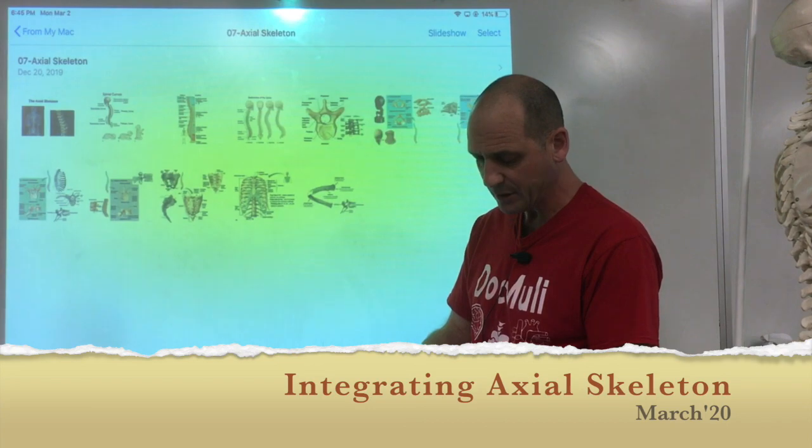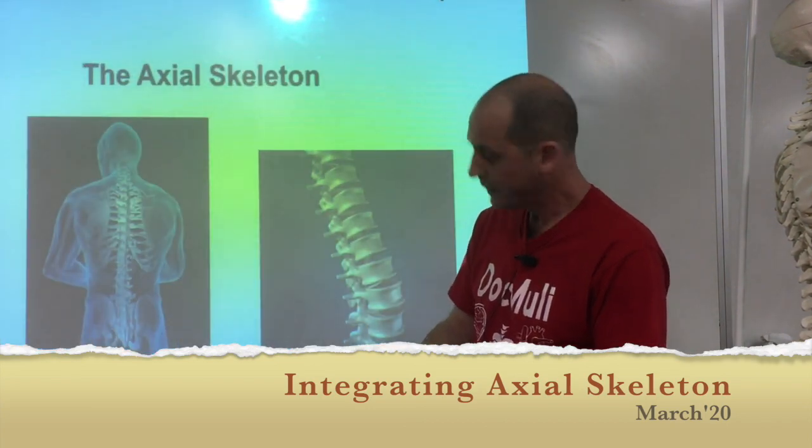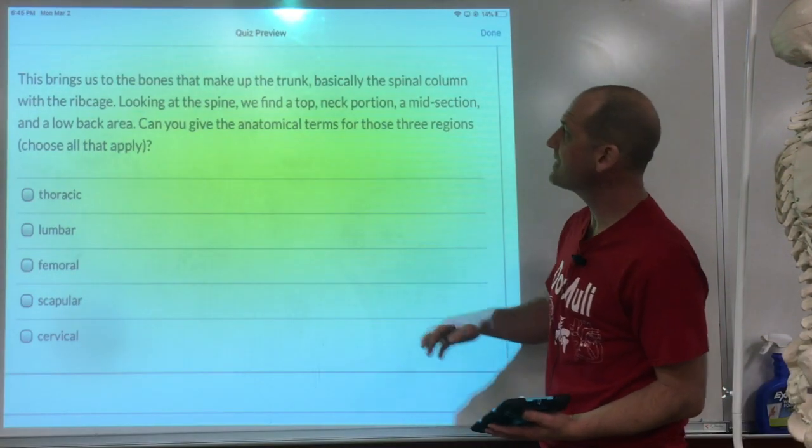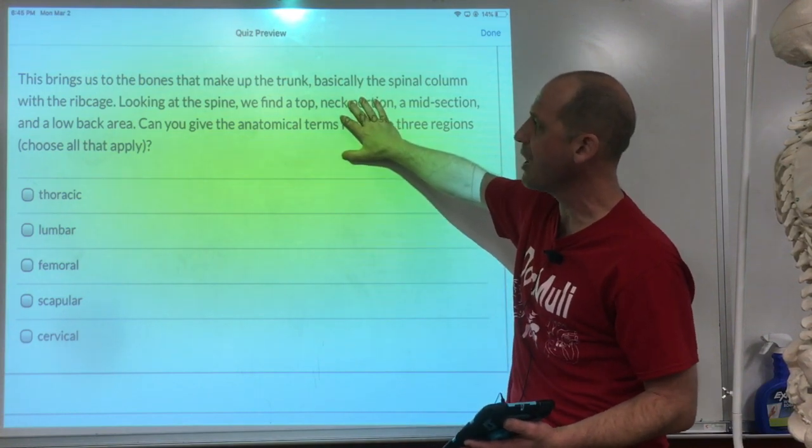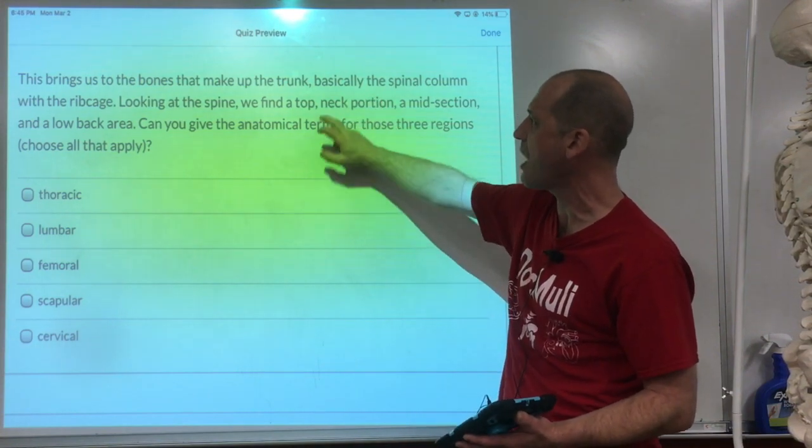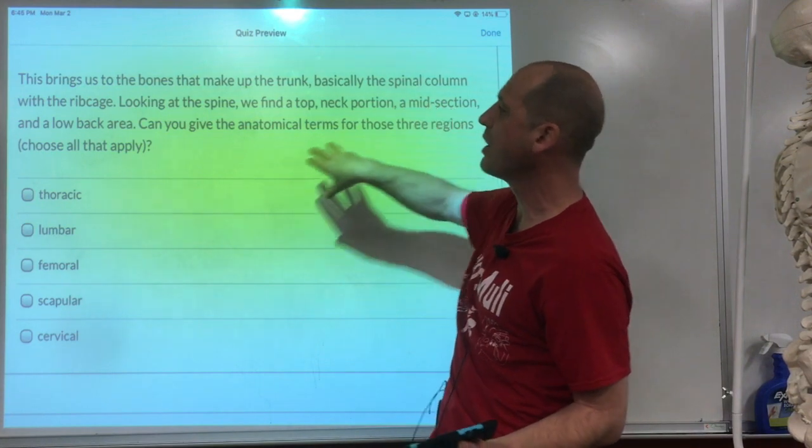Now let's do the axial skeleton. That's not too bad. Finish this up. So that's the bones that make up the trunk, the spinal column with the rib cage. Looking at the spine, we find the top neck portion, a midsection, and a low back area.